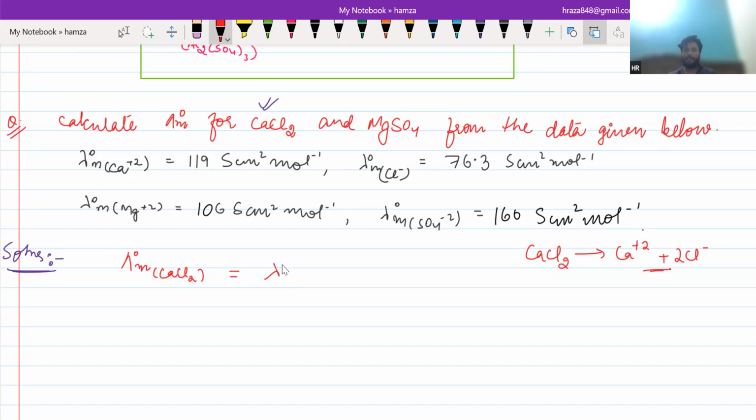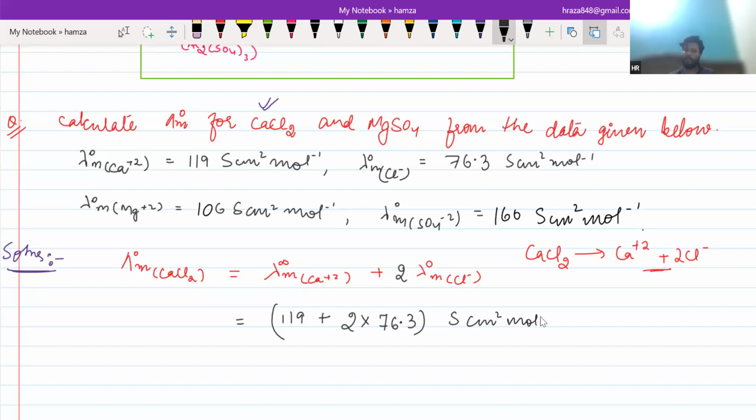Lambda naught m for CaCl2 will be equal to lambda naught m for Ca plus 2 plus lambda naught m for Cl minus. And you know that there is 2 mole of Cl, so you will multiply it by 2. Now put the values given: 119 for Ca plus 2, 2 into 76.3 for Cl minus. It will be this much Siemens centimeter square per mole.